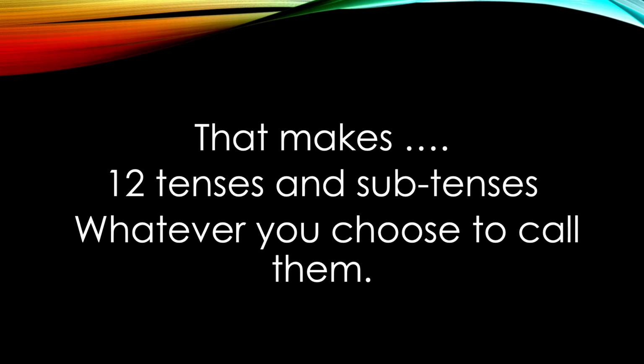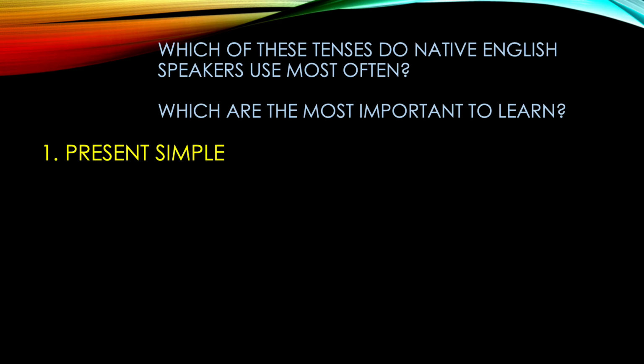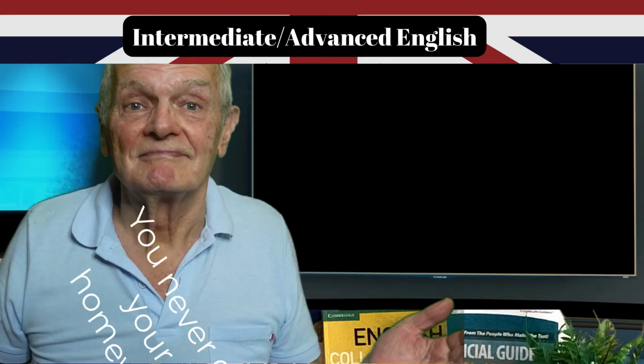That makes 12 tenses and subtenses, whatever you choose to call them. Which of these tenses do native English speakers use the most often? And the most important for you to learn? The present simple. Hooray! That's easy. It's used for simple statements.